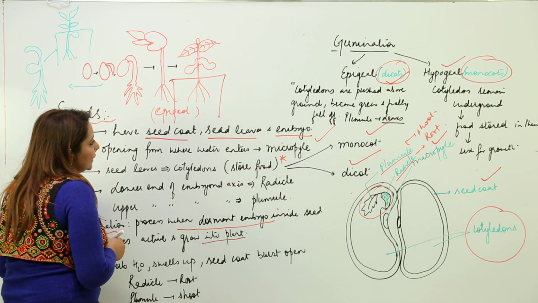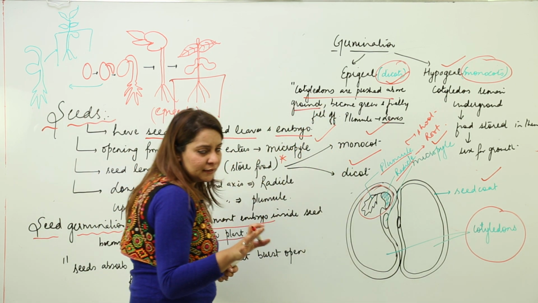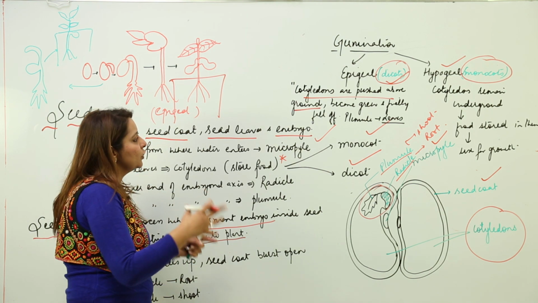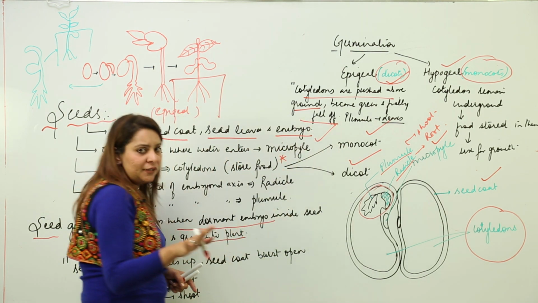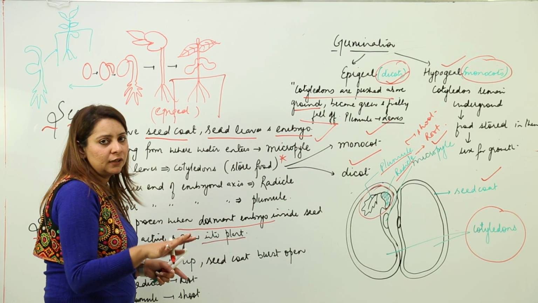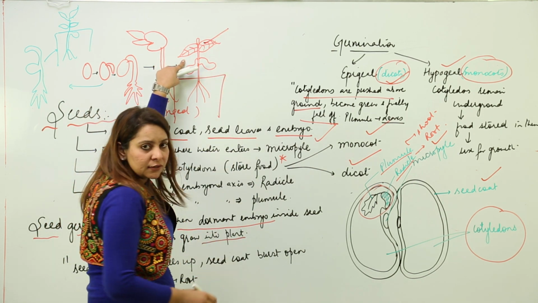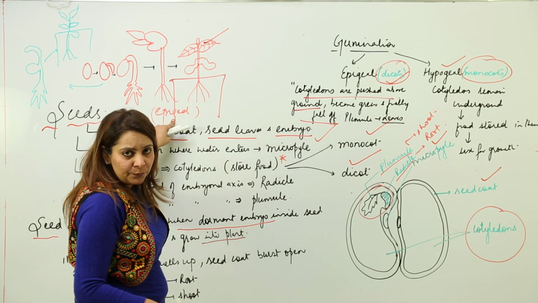So what happens in this case? The cotyledons are pushed above the ground and they become green firstly. They start photosynthesizing, and after that they finally fall off. That means photosynthesis stops in them, and then the plumule forms the true leaves of the plant. So this is seen in the dicot and it is called epigeal germination.